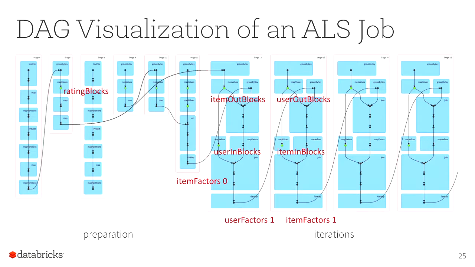And you construct the initial item factor, you combine them with item out blocks, you filter them out, and then you join with the user in blocks and create the user factors. That's the first iteration. And you can see for each stage, we carefully design the partitioning such that we don't do a shuffle join. We just do a normal zip join, so they stay in the same stage.